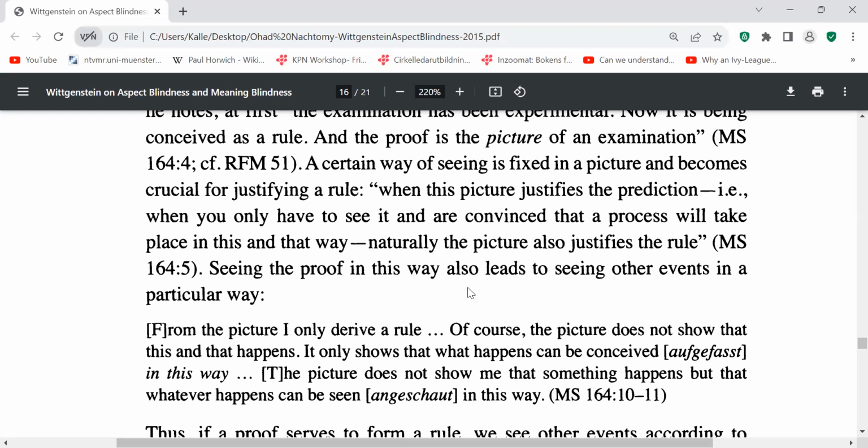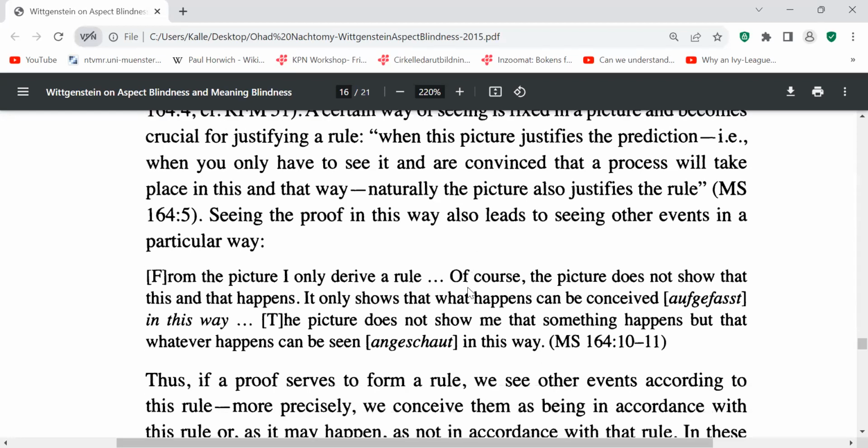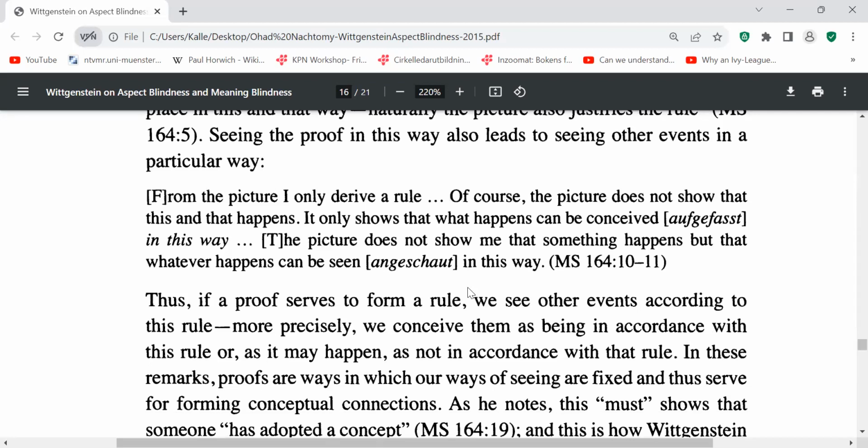When this picture justifies the prediction, that is, when you only have to see it and are convinced that a process will take place in this and that way, naturally, the picture also justifies the rule. Seeing the proof in this way also leads to seeing other events in a particular way.